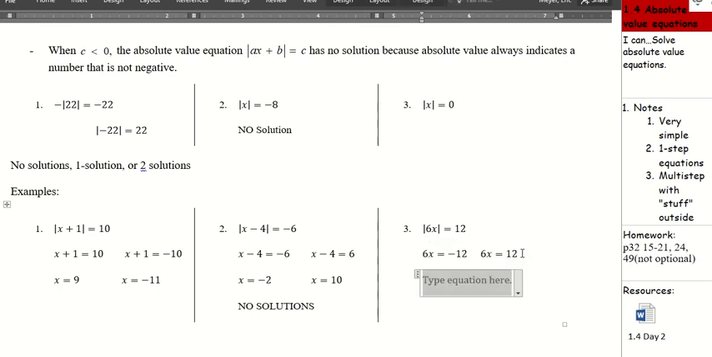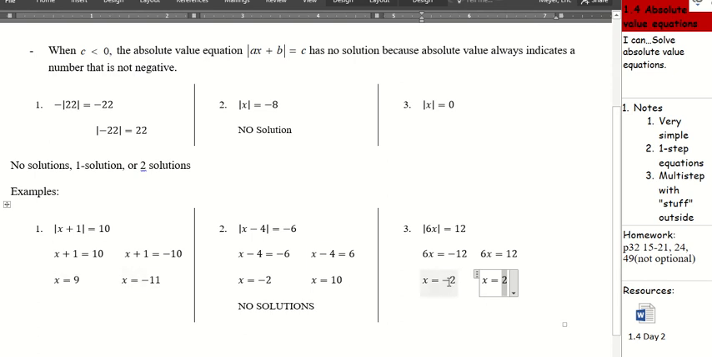Divide both sides by 6, and I get x equals negative 2. Divide both sides by 6, I get x equals 2. Now it's really important to note here, because you might think, oh, it's just a positive and a negative, right? But notice that that wasn't true here.